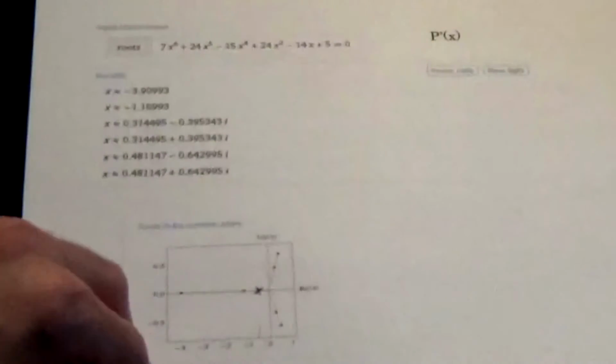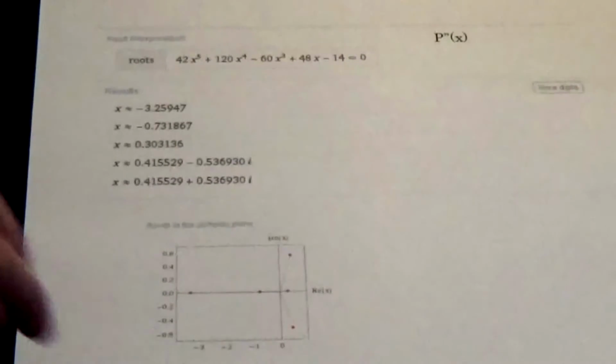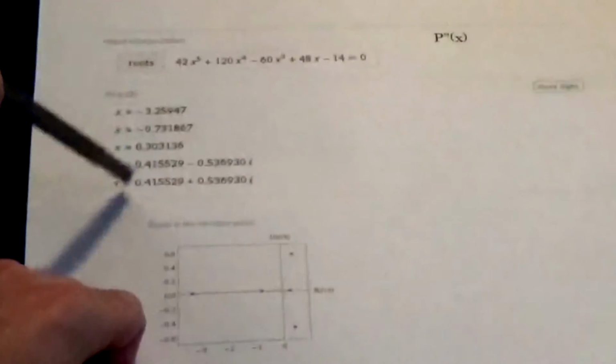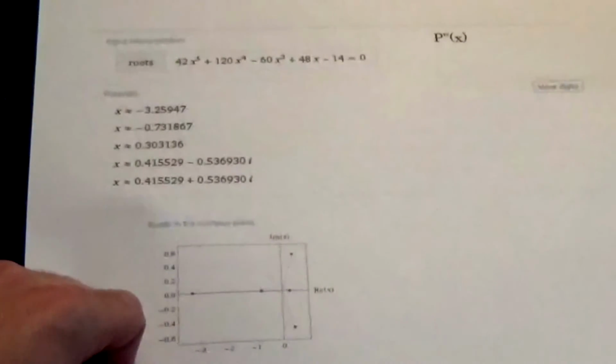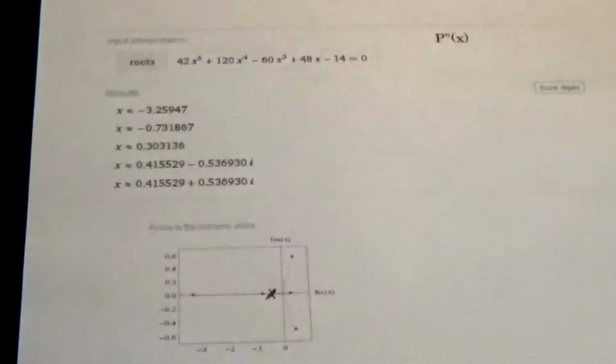If we move on and differentiate this once more, again, we have all new numbers for the roots. You know, negative 3.25, negative 0.73, 2.303136, and then 2 complex roots this time, instead of the 4 non-real roots that we're used to. Anyways, the point is, all these numbers have changed. The orientation of the roots has changed. However, the average still has not. It's still equal to negative 4/7.